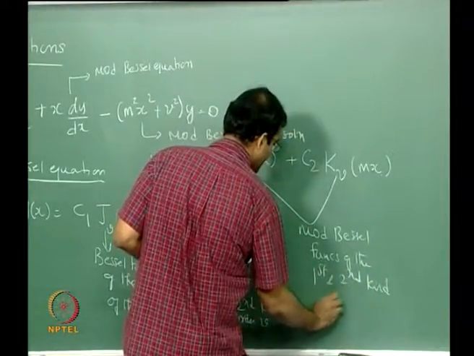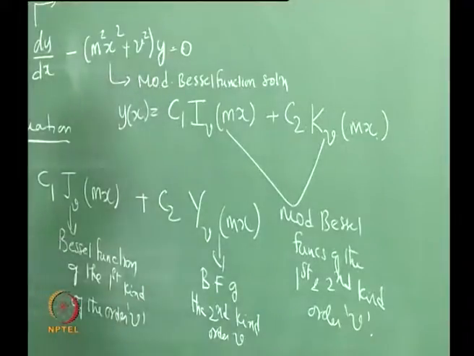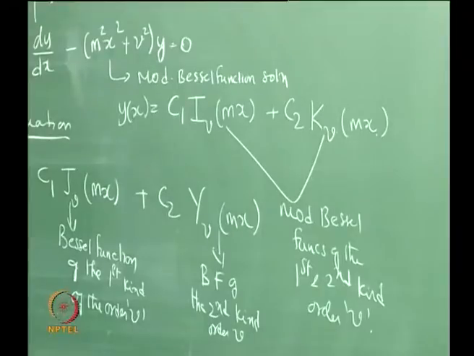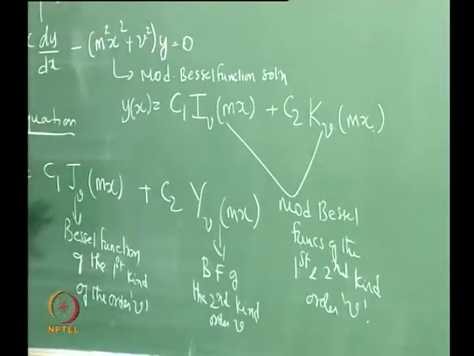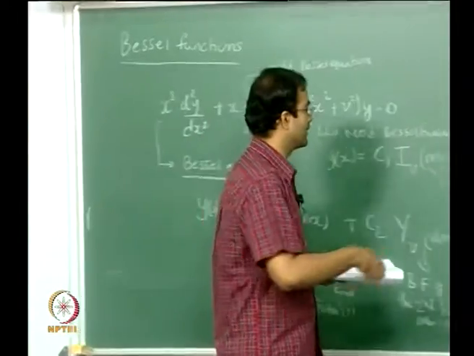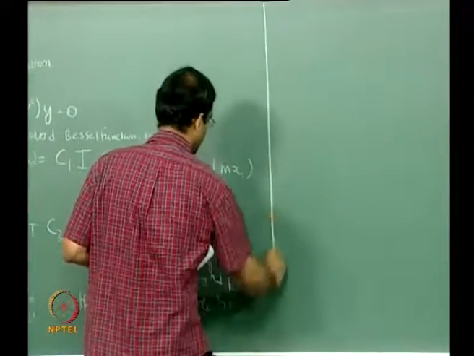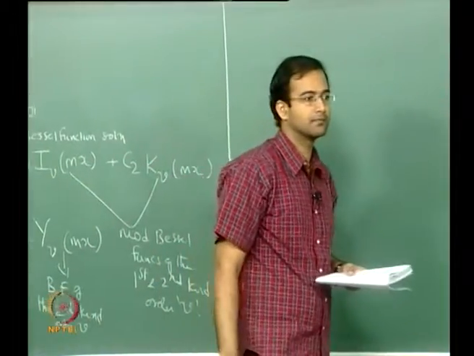And of the order nu. Okay. So as far as the solution to our eigenvalue problem is concerned, I think this is all sufficient to write how to represent the solution to the eigenvalue problem. Okay. So now we will compare this Bessel equation with the eigenvalue problem that we have.